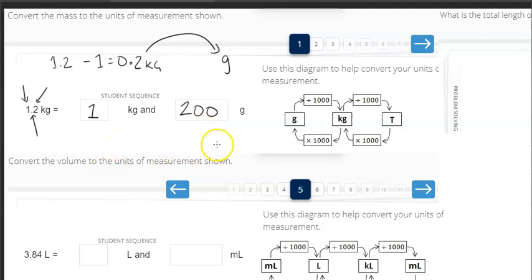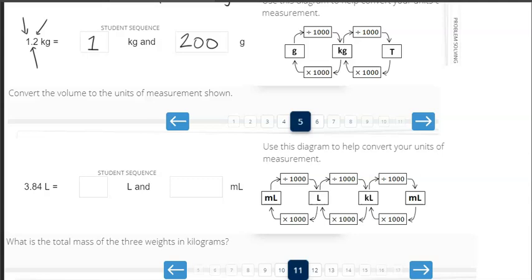And that makes sense because there's 1,000 grams within a kilogram. So if it's 1.2, it's 1 kilogram and 200 grams. If it was 1.3, 1 kilogram and 300 grams, all the way up to 1.9, 1 kilogram and 900 grams. So you can see how even though it just has 2 by itself, it's 200 grams. Now to get better insight into this, we're going to do this with the next question.